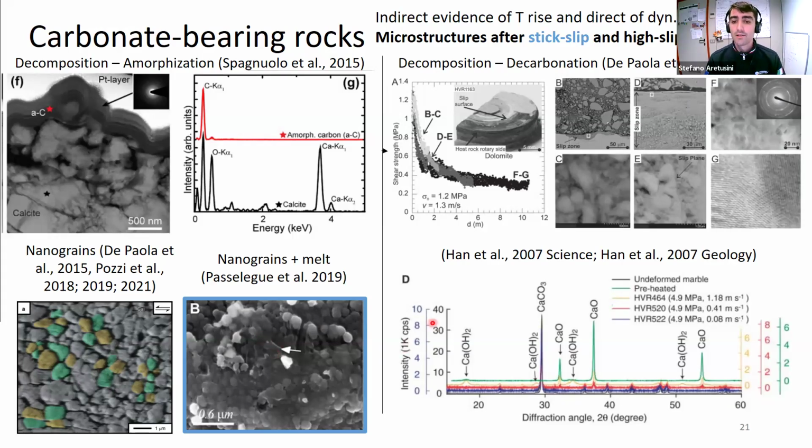And on top of this, from XRD measurements before and after the experiments, you could see how the peak of calcite in the starting material was disappearing in favor of lime and portlandite after the experiments. So all of these are evidence of how thermal decomposition and extreme grain size reduction occur in carbonate-bearing rocks associated with temperature increase.